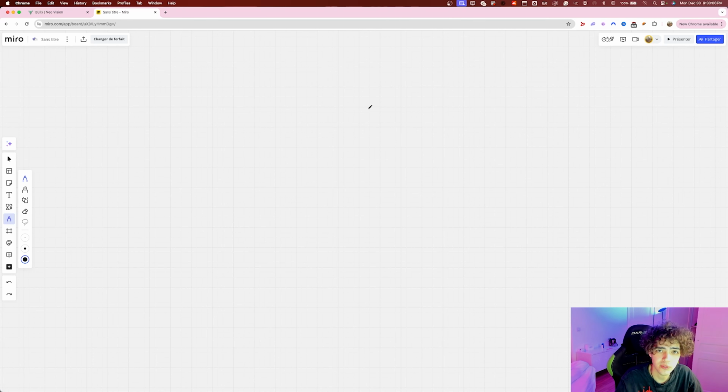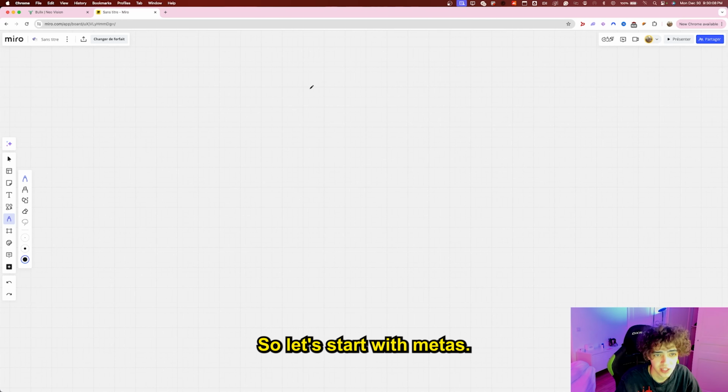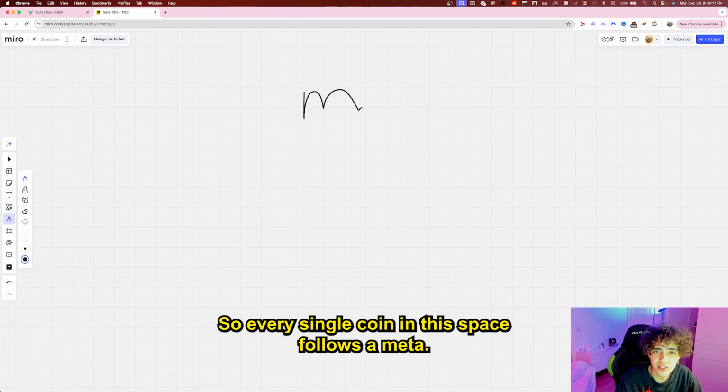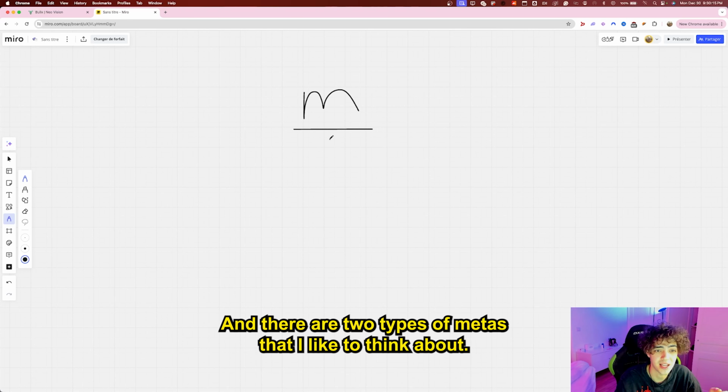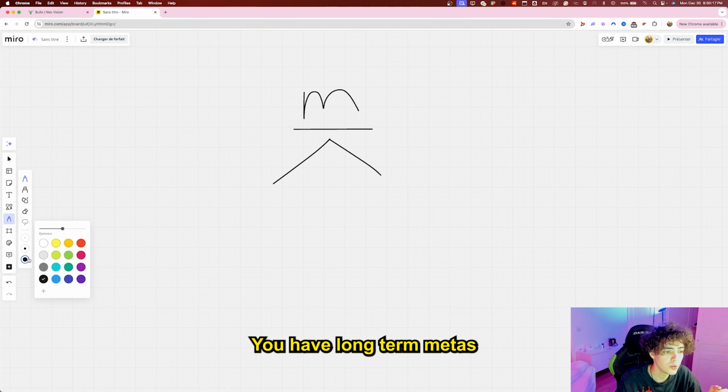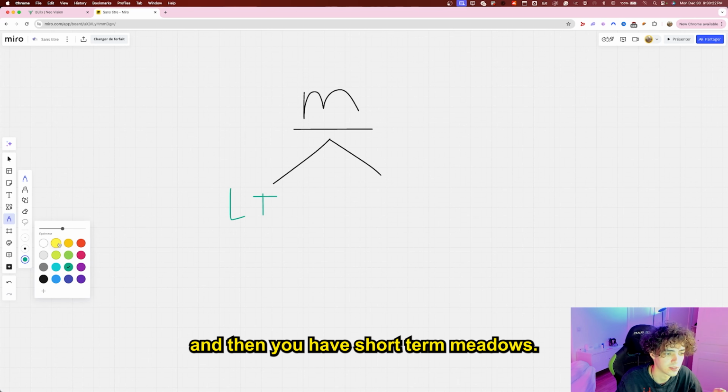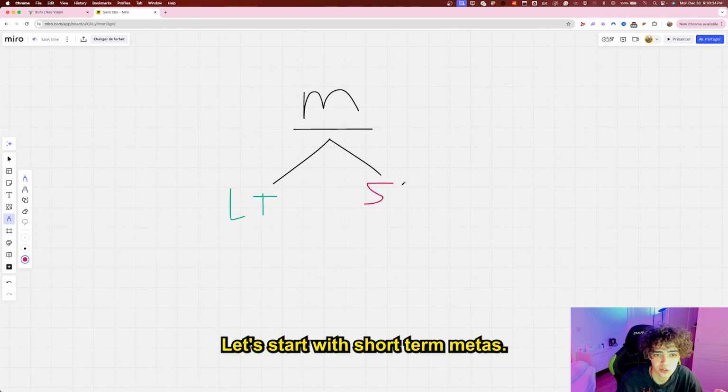And the first way we do that is through narratives and metas. So let's start with metas. Every single coin in this space follows a meta. And there are two types of metas that I like to think about. You have long-term metas, and then you have short-term metas. Let's start with short-term metas.